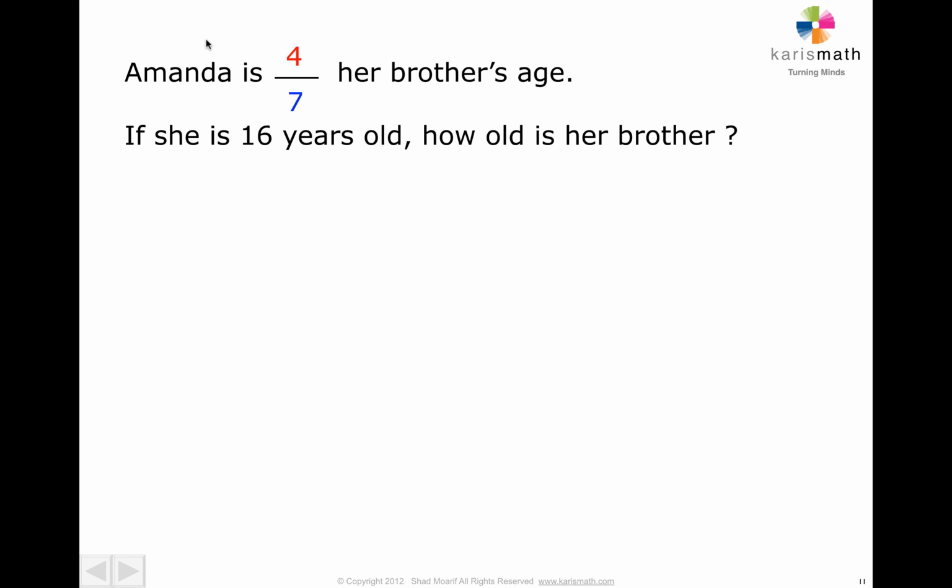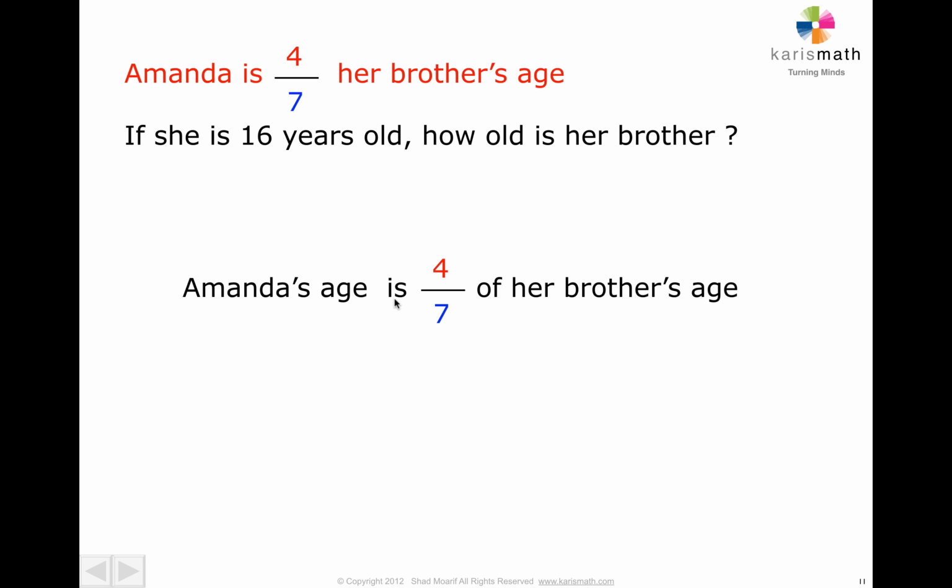Let's try this. Amanda is 4/7 her brother's age. If she's 16 years old, how old is her brother? Now that's more interesting. If we write this down, this is the first sentence. Let's write it down as a kind of sentence like this: Amanda's age is 4/7 of her brother's age. That's what we're really saying. And we know that "of" means to multiply. "Is" means equal to. So we have a mathematical sentence which has an equality sign in between. So you have an equation.